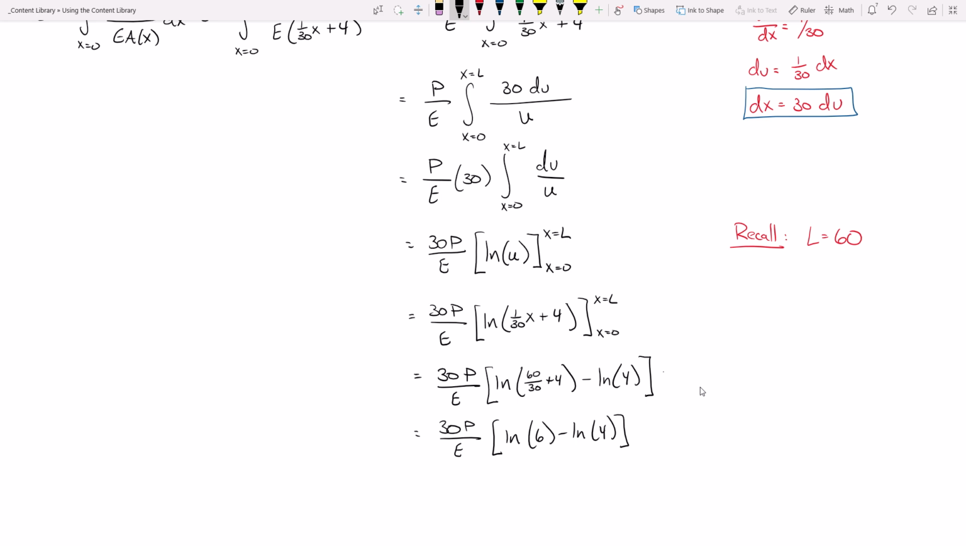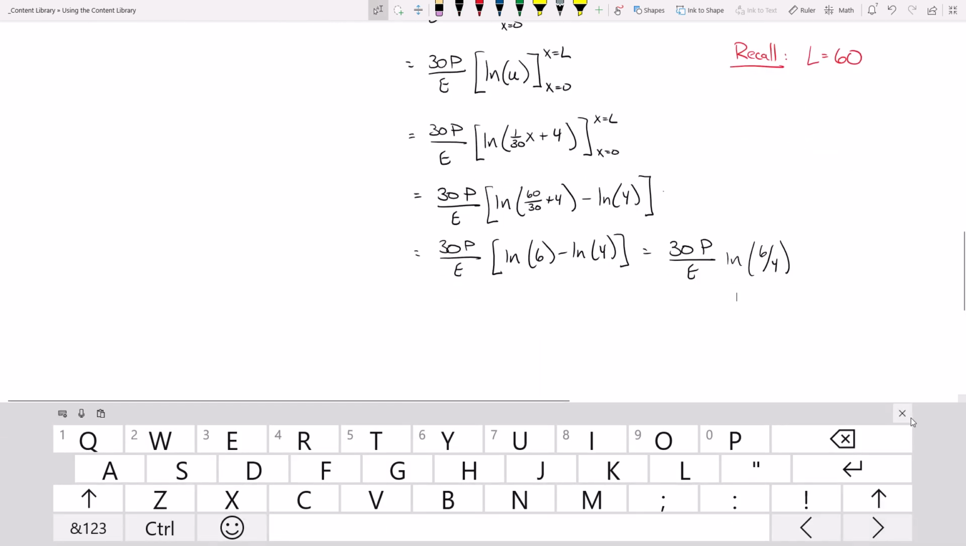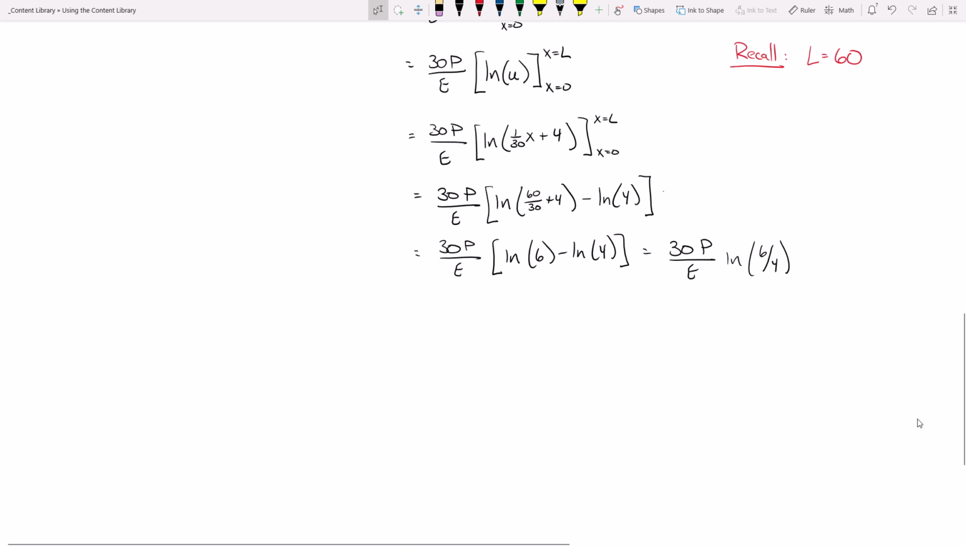Now let's just, for fun, if you have the natural log of 6 minus the natural log of 4, do you remember how you can collect that? There you go, natural log of 6 over 4. So this is going to be 30p over E natural log of 6 over 4. Now notice, I've been a little fast and loose with documenting my units, but it doesn't really matter all that much because I can convert to consistent units at the beginning.